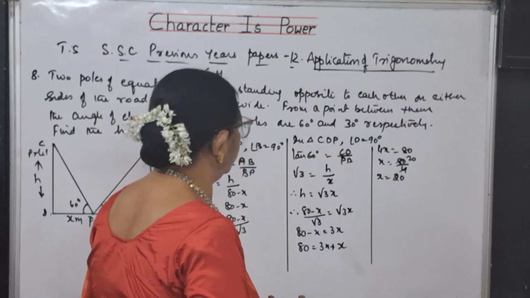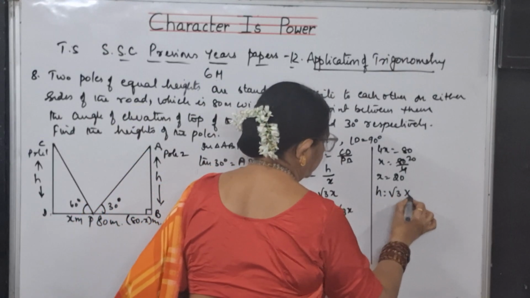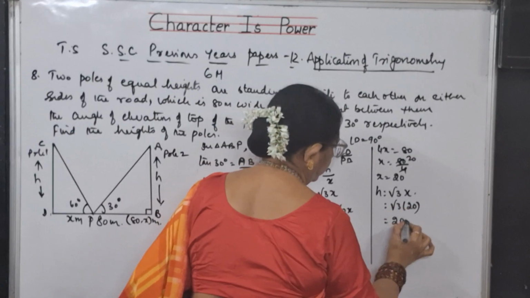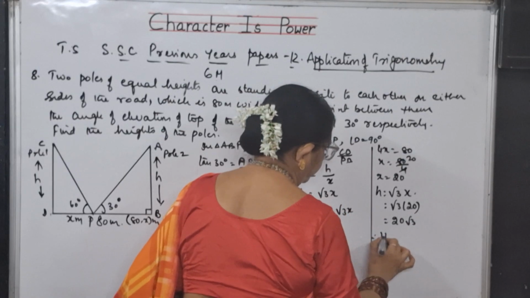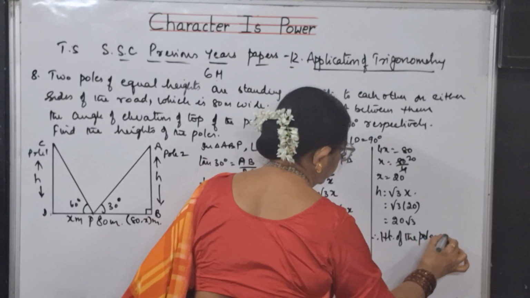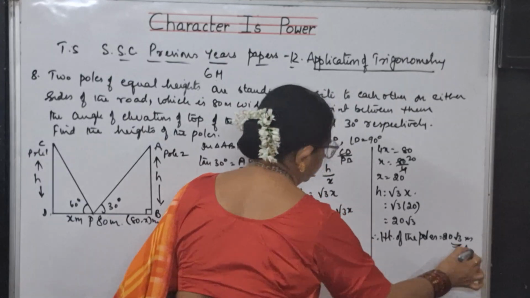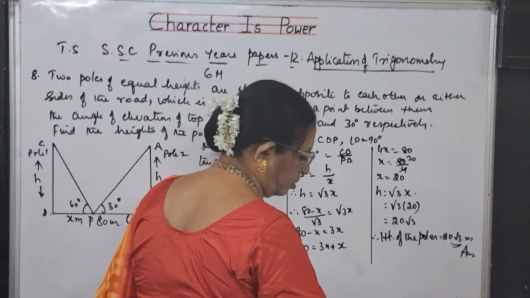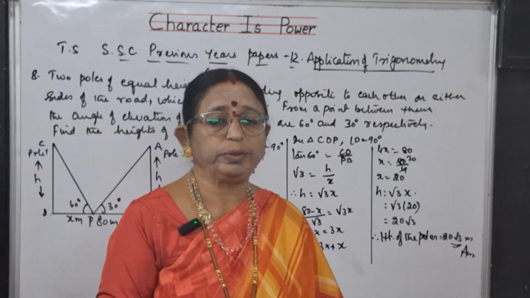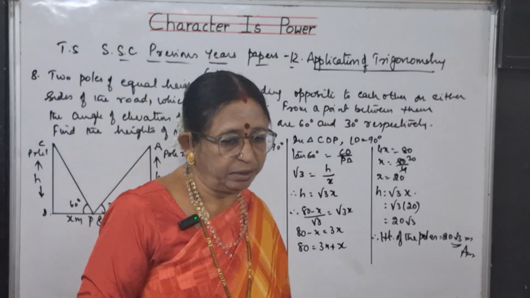You have got x is equal to 20, but you want h. H is equal to take root 3x. Root 3 into 20, that is 20 root 3. Therefore, height of the poles is equal to 20 root 3 meters. This is the answer. You need not convert it, because if they wanted a value, they will give you in the problem itself that root 3 is equal to 1.732. Since they have not given it, you can end up here itself.